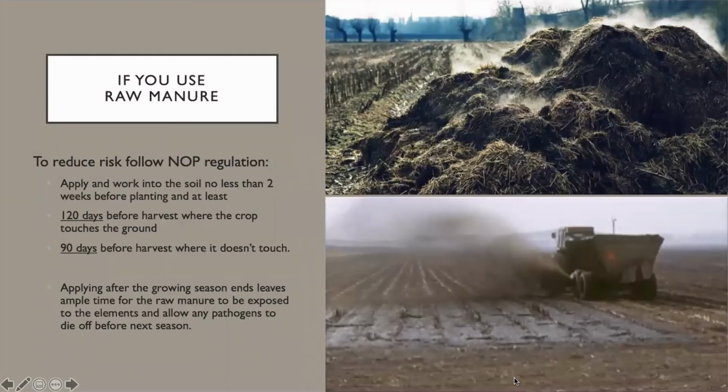If you do use raw manure, to reduce risk, you can follow National Organic Program requirements. This means that you apply the raw manure and work it into the soil no less than 2 weeks before planting and at least 120 days before harvest, where the crop touches the ground, or 90 days before harvest, where the crop doesn't touch the ground.